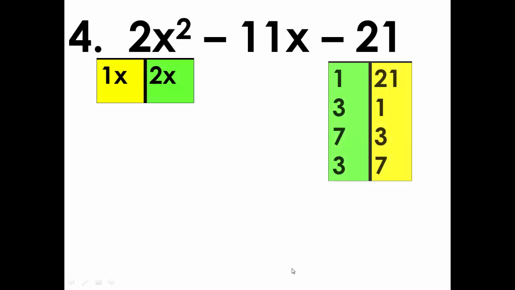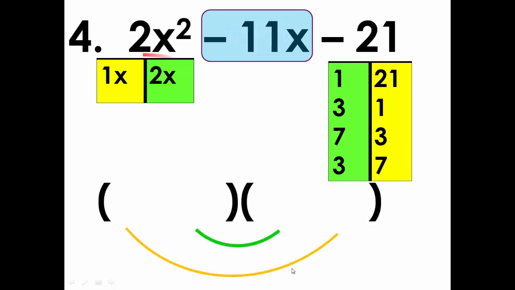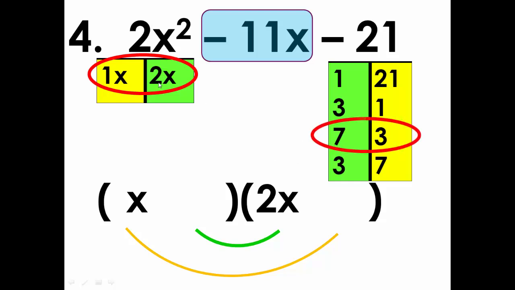Factors of 2x squared and factors of 21. Trying to get to a negative 11 this time. I don't have any other options for 1x and 2x, so we could go ahead and put that in our parentheses. So what combination over here works when you multiply in the green and then in the yellow? 14 and 3. Now in the loop, which one's larger, the 14 or the 3? The 14. And this 14 needs the sign of the middle term, so it would be a negative 14 and a positive 3.